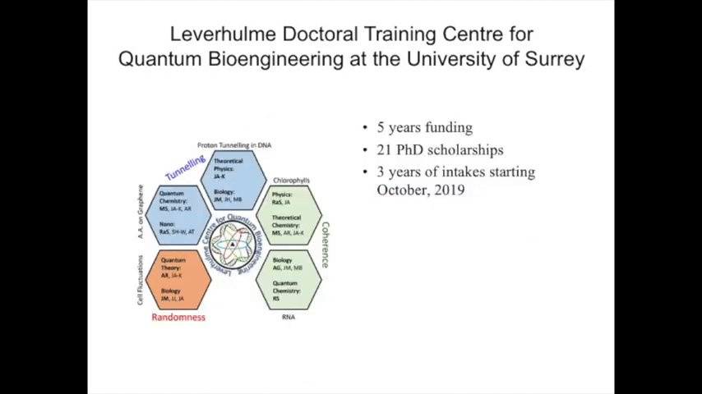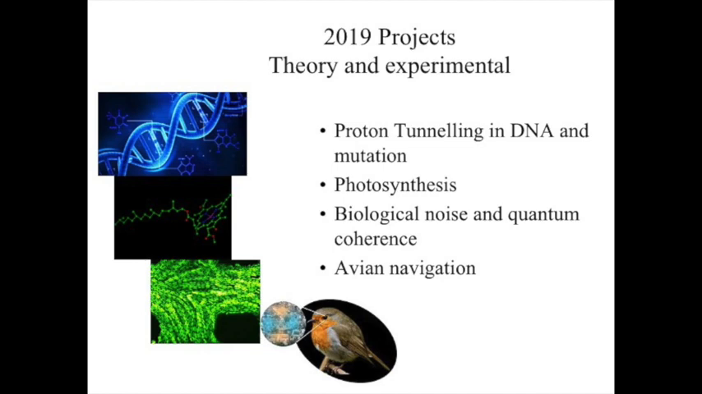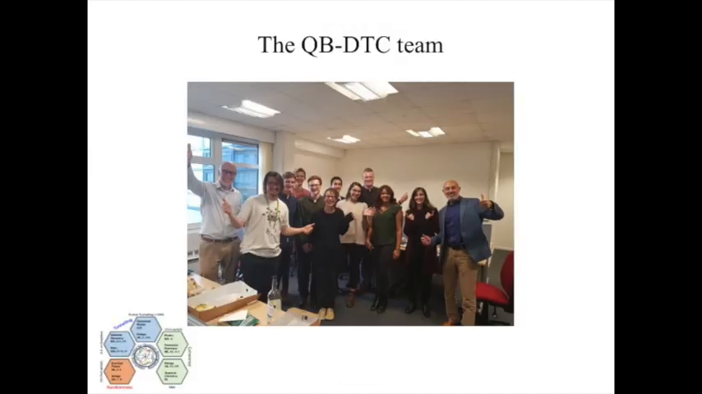This is what we've got: 5 years of funding, 21 PhD students. We've already started with about 8 of them this year. We've got a number of different projects which look at proton tunneling, photosynthesis, biological noise and quantum coherence, avian navigation. I won't go into the details of them, but there are many different interesting projects going on at the moment. And this is our team at the moment.